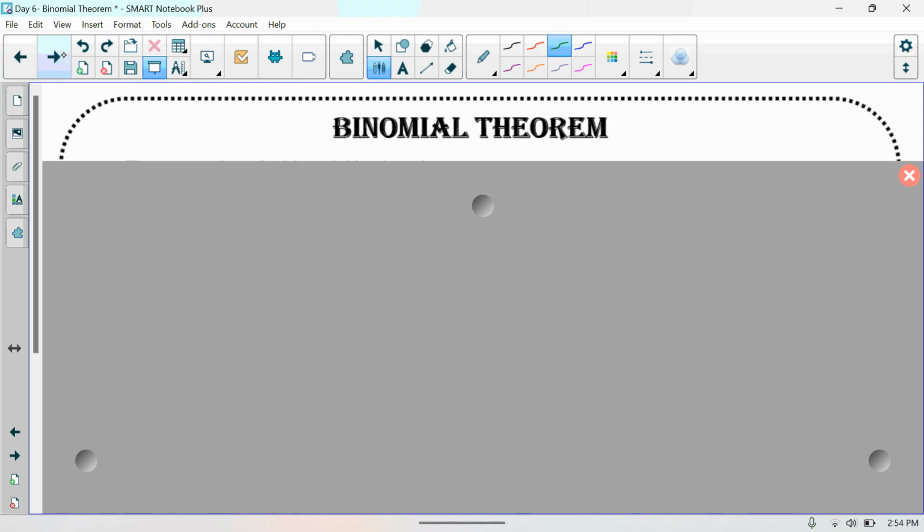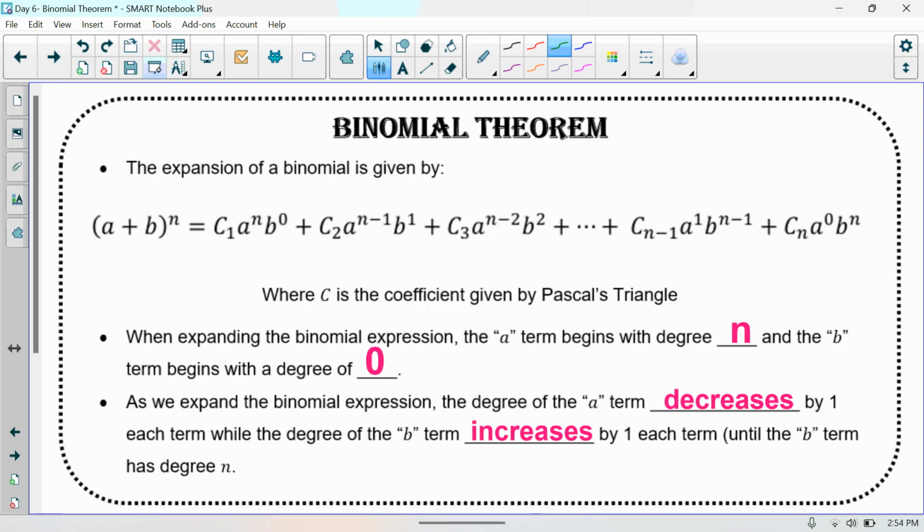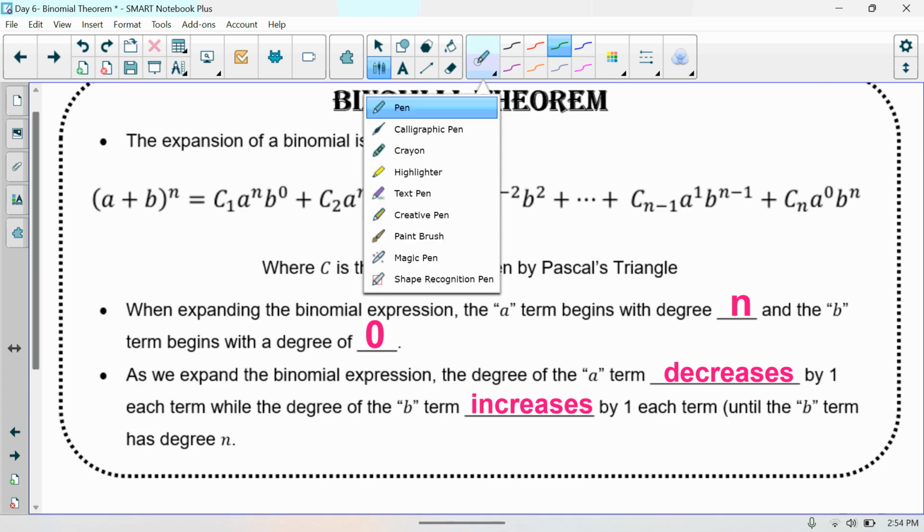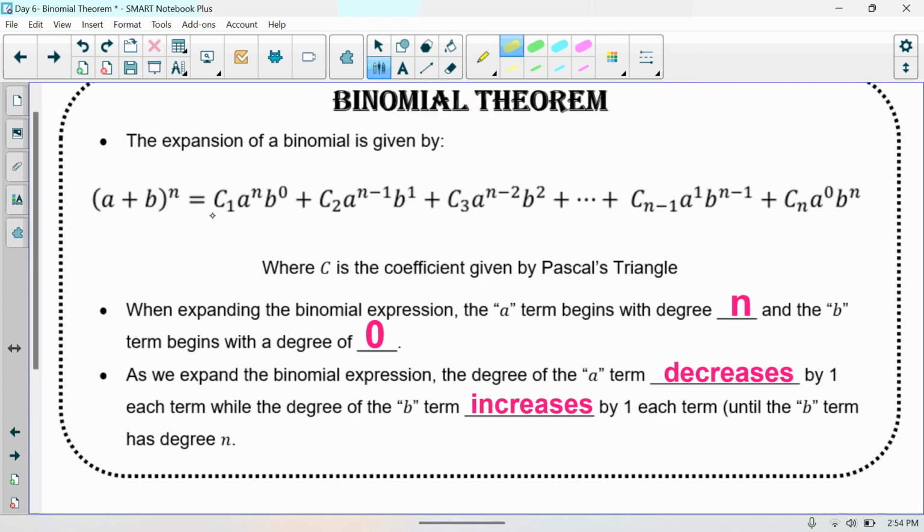So here are some notes just to formalize what we were just doing and the procedure that we followed. The expansion of a binomial is given by, and here's our long formula. These coefficients are given by Pascal's triangle, which remember always starts as 1, 1, 1. And this is always the 0, the first, and then it goes from there.